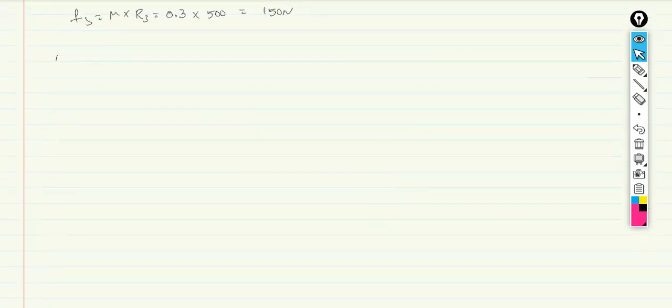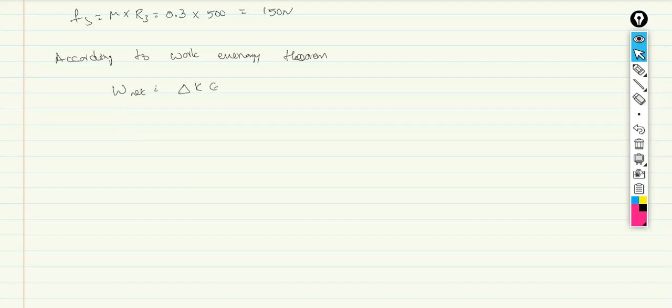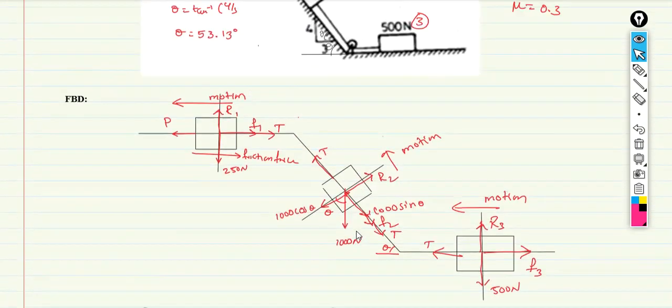What is work energy theorem? So according to work energy theorem, W net is equal to change in kinetic energy. You know work done is equal to sigma Fx into displacement. So sigma Fx into displacement. So let us go for all the forces in x direction.